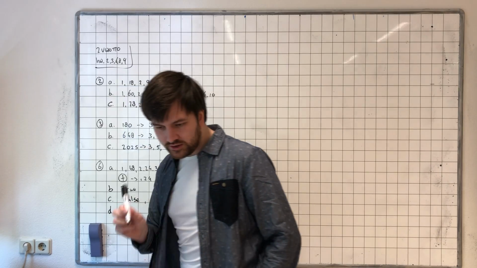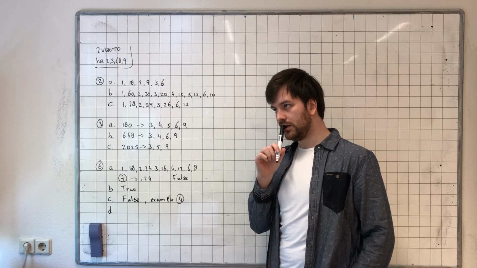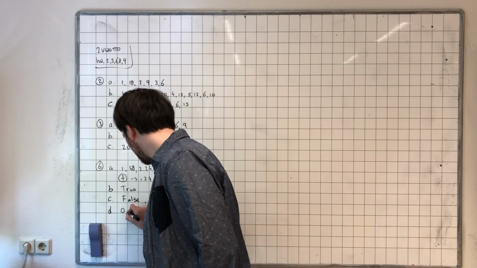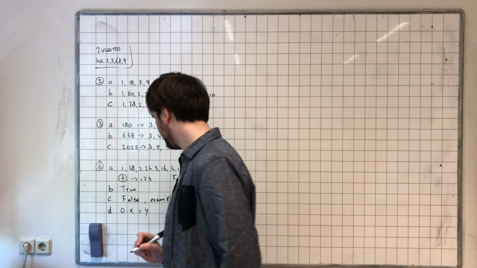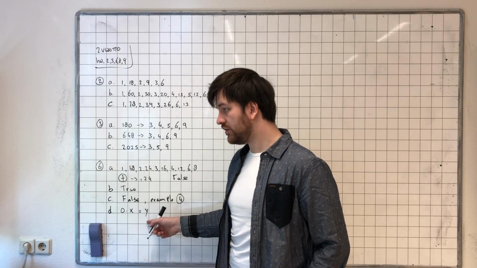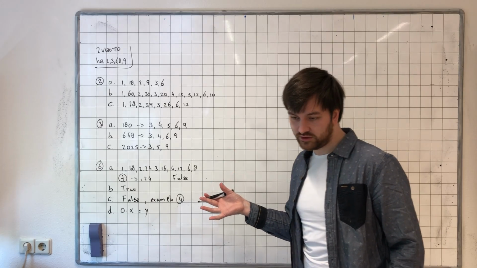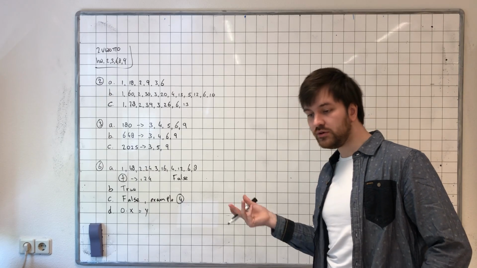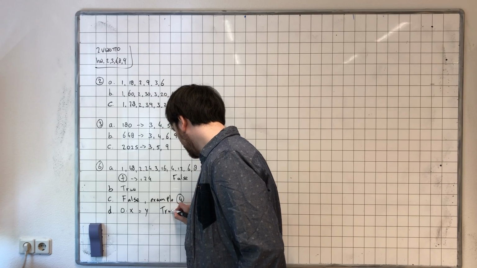Next one, D. There is no natural number that has 0 as a divisor. Well, if there would be such a number, then 0 times some number y is a number. That's never true, because this is only true if y equals 0, but that's not a natural number. So there is no natural number that has 0 as a divisor. This statement was true.